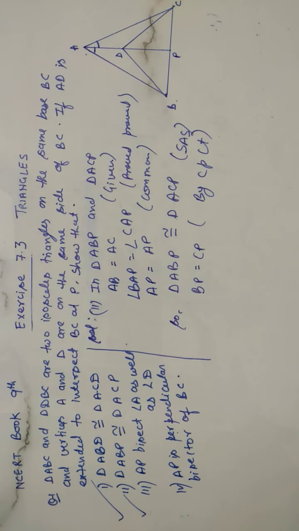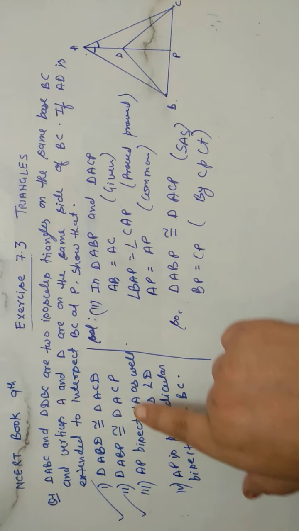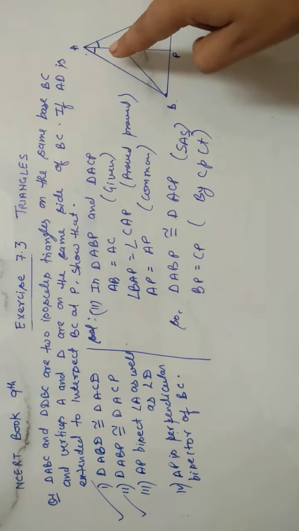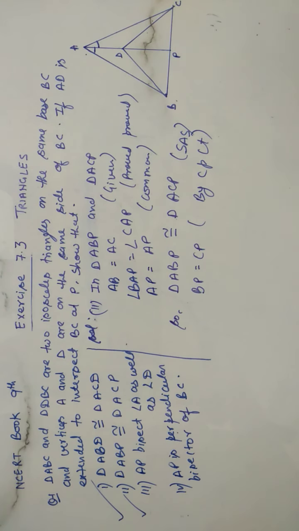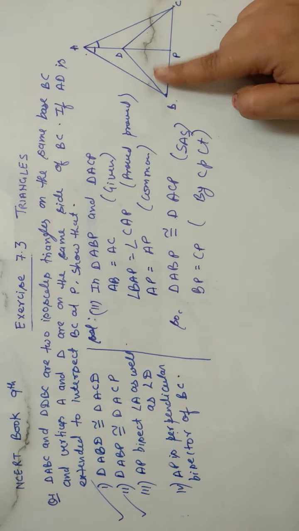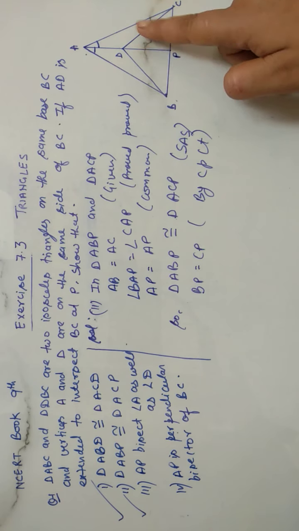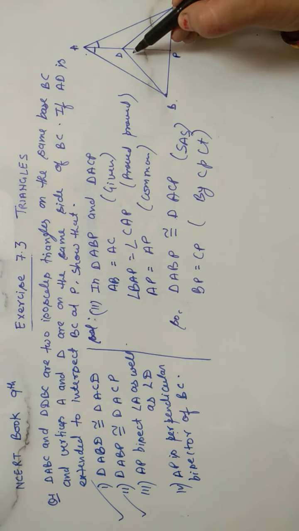Now see the third point. For the third point, AP bisects angle A as well as angle D. AP bisecting angle A we have proved. Now we have to prove that AP is bisecting angle D, meaning these two angles we have to prove to be equal.